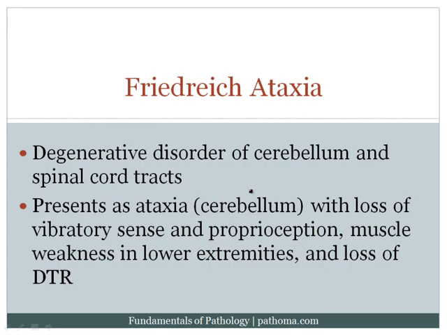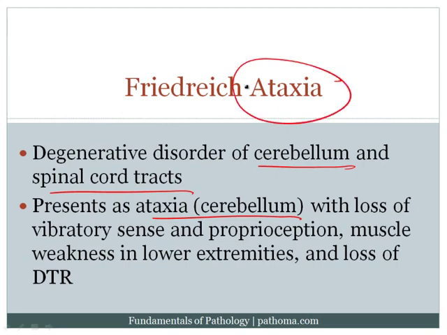go after that. Friedreich ataxia is a degenerative disorder of the cerebellum and spinal cord tracts. Because the cerebellum's involved, you get ataxia, hence the word ataxia in the name. And also, because the spinal cord tracts are involved, you get loss of vibratory sense and proprioception, you get muscle weakness in the lower extremities, loss of the deep tendon reflexes. So the key thing here is ataxia plus multiple spinal cord tracts.